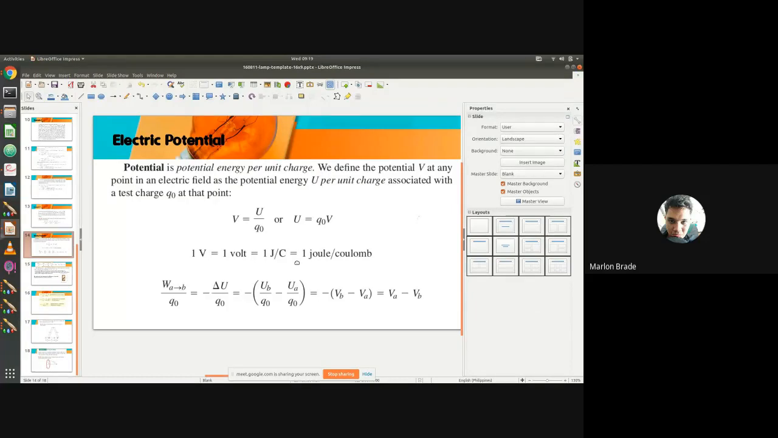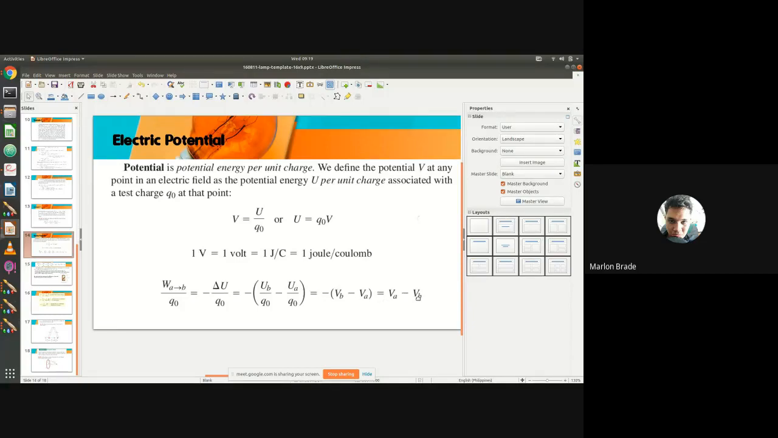The work done in moving a charged particle subject to electric force from point A to point B is given by W_AB, which is equal to the negative change in the potential energy. If I divide everything by q naught, I will get negative potential energy at point B divided by q naught minus potential energy at point A divided by q naught. So this is equal to negative (V_B minus V_A), which is equal to V_A minus V_B.